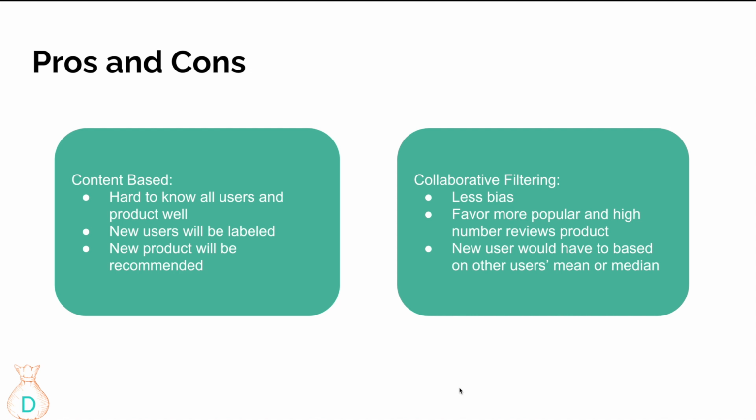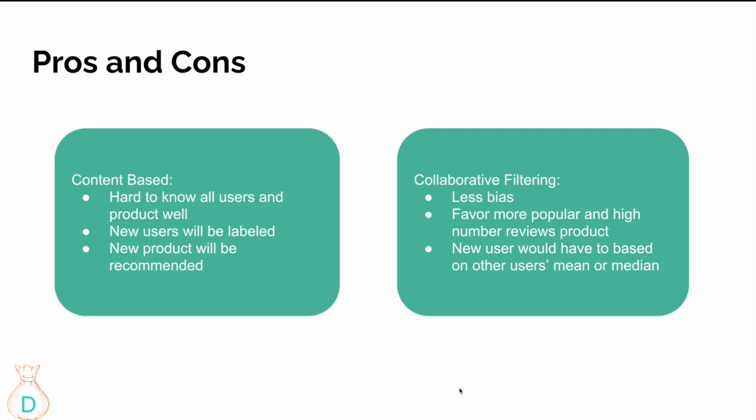The thing about collaborative filtering is that it tends to favor products that have been out longer, have more reviews, or have been purchased more often, whereas a new product wouldn't be recommended as much. So the upside of content-based is that new users and new products all have a chance of being recommended, because you know all the features very well, and that's what you're recommending based on.